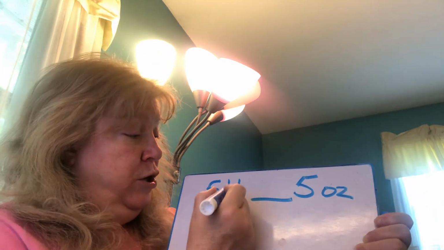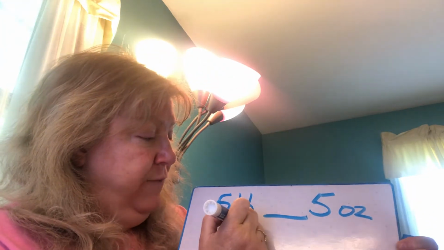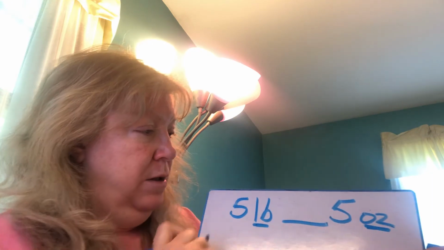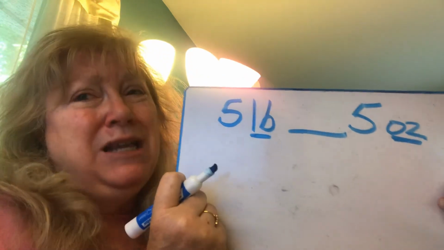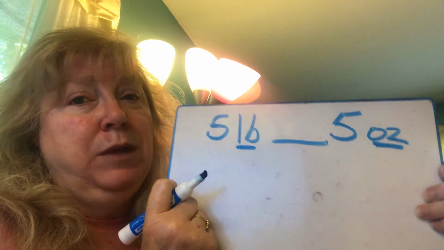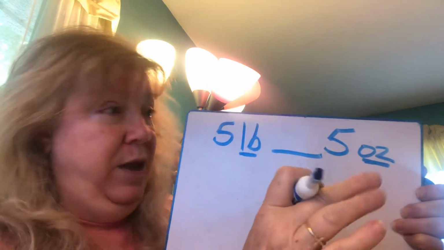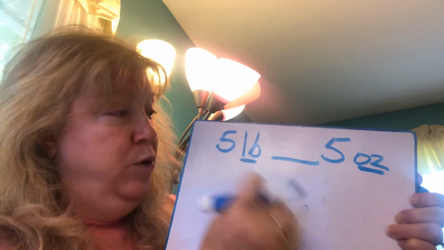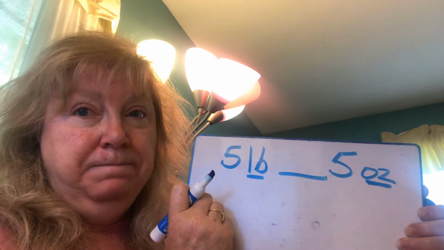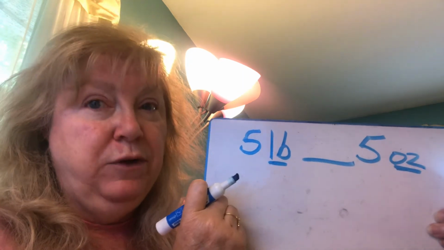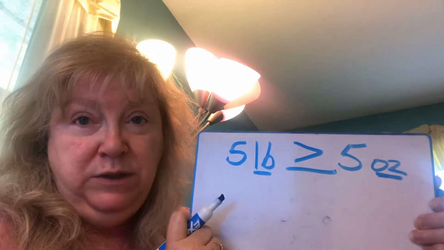Okay, well, we're going to do just like we did yesterday and the day before that and the day before that. We have to look at the units. If the numbers are the same, we go right to the units. Most of the time, we're going to go directly to the units, okay? But because they have the same number, the only thing we have to do is look at the units. Which one is bigger? Are pounds bigger than ounces, or are ounces bigger than pounds? Pounds are bigger than ounces. So 5 pounds then would be greater than 5 ounces.